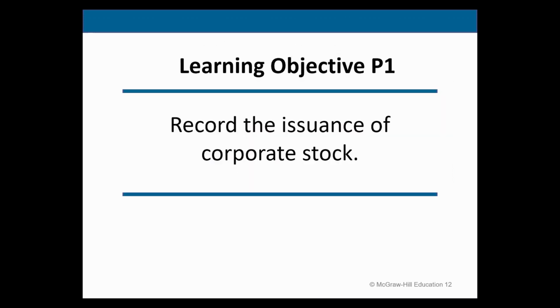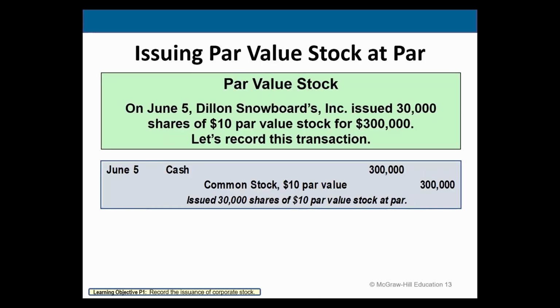How do we record the issuance of corporate stock? When common stock is issued at par value, we record both the assets received and the par value of stock issued. The entry to record Dylan's issuance of 30,000 shares of $10 par value stock for $300,000 cash on June 5th is shown. And so we see here that on June 5th, they received cash in the amount of $300,000 as a debit, and then we would credit common stock with a $10 par value, $300,000.